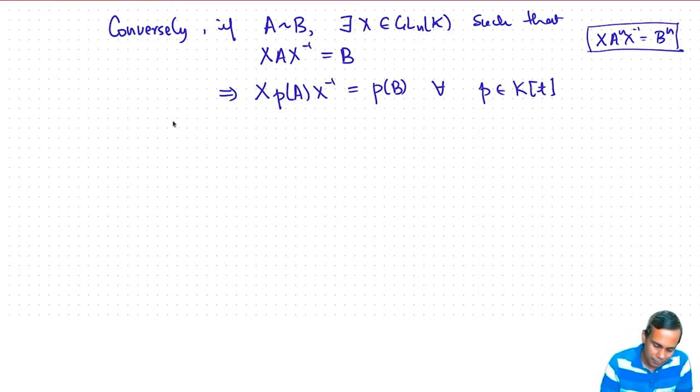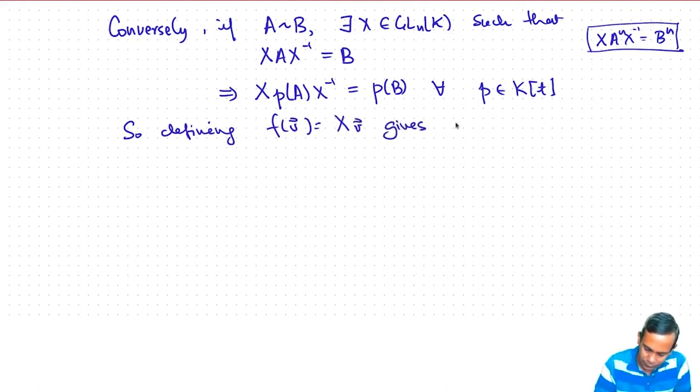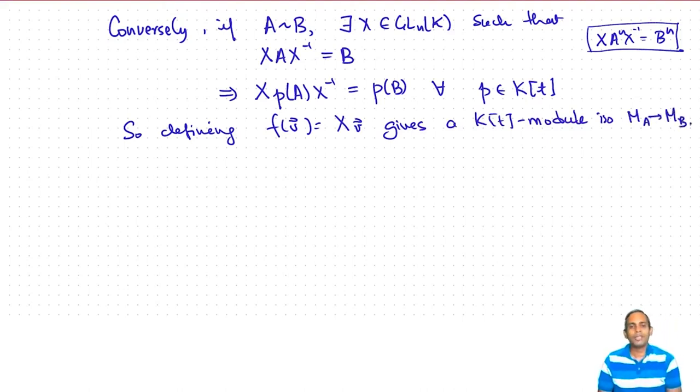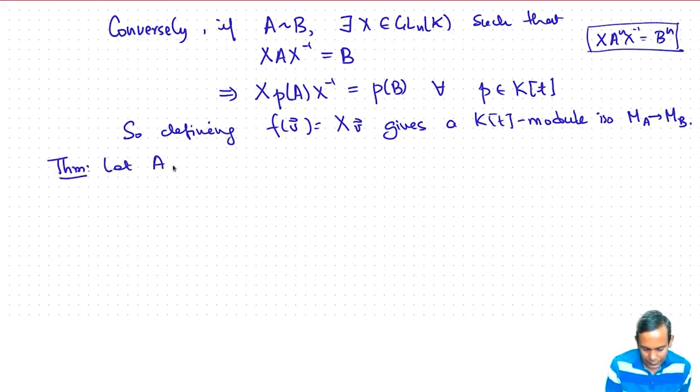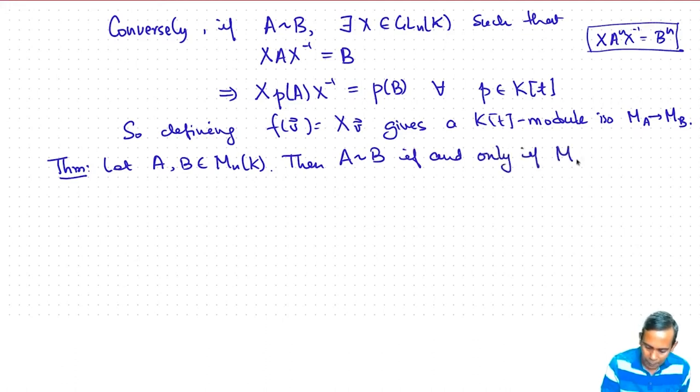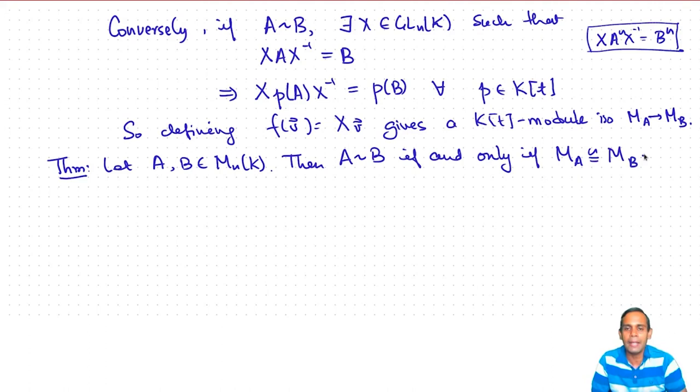Then defining f(v) to be Xv gives a K[T] module isomorphism from M_A to M_B. So the upshot of this is the following theorem: if you have two matrices A, B in M_n(K), then A is similar to B if and only if the module M_A is isomorphic to the module M_B. The K[T] modules M_A and M_B are isomorphic.